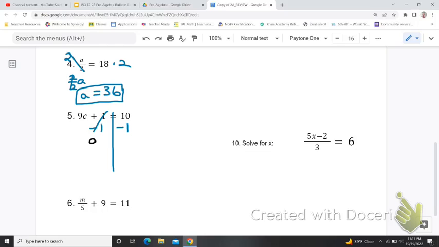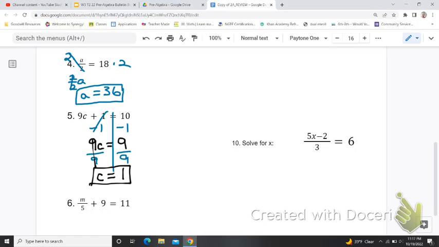That leaves us with 9c is equal to 9. And then we're going to undo the multiplication by dividing. And 9 divided by 9 we know makes 1. So this is simply c. And 9 divided by 9 is also 1 over there. So c is equal to 1. So first two-step equation, pretty friendly one.